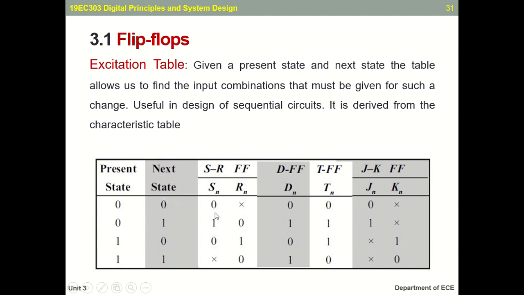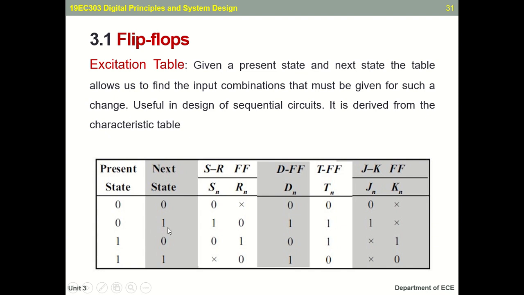Here your set is 0, and reset can be of any value, because whatever the reset value, with set equal to 0 the present state is 0 and the next state is also 0. For a 0 to 1 transition, your set input should be 1, and if set is 1, your reset should be 0.